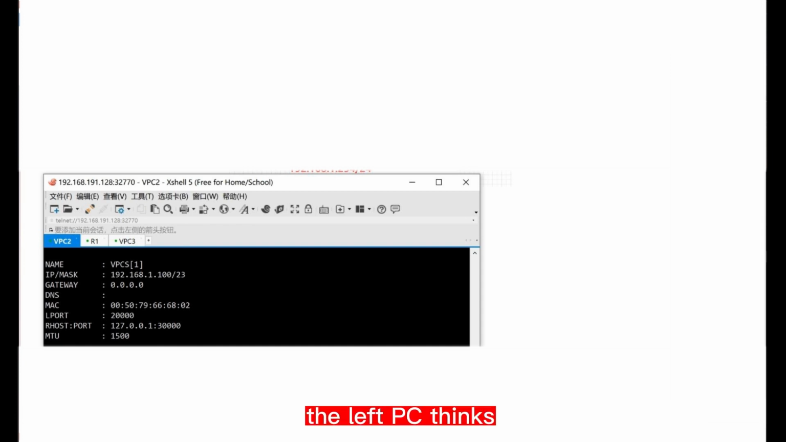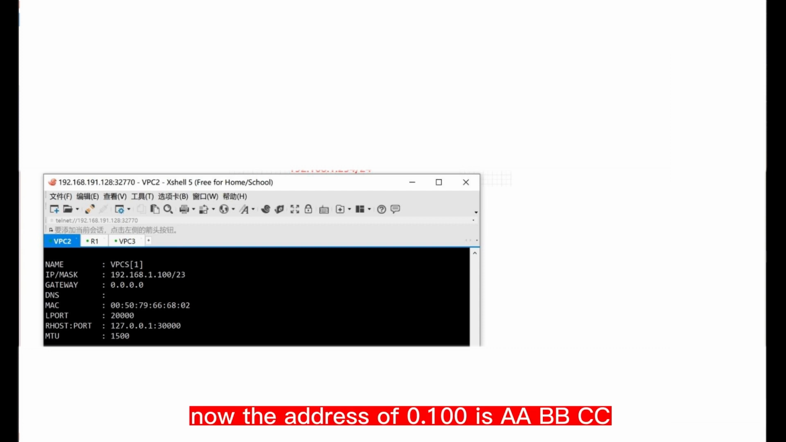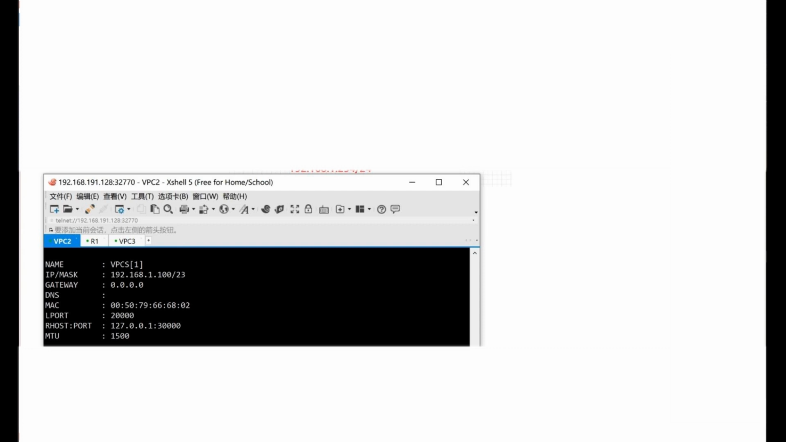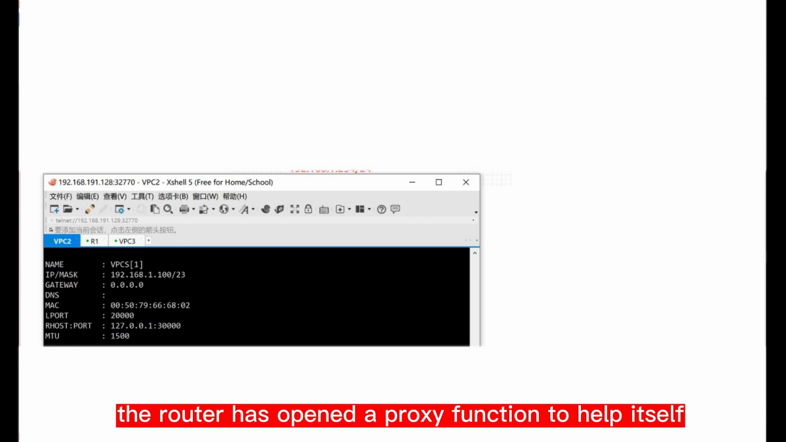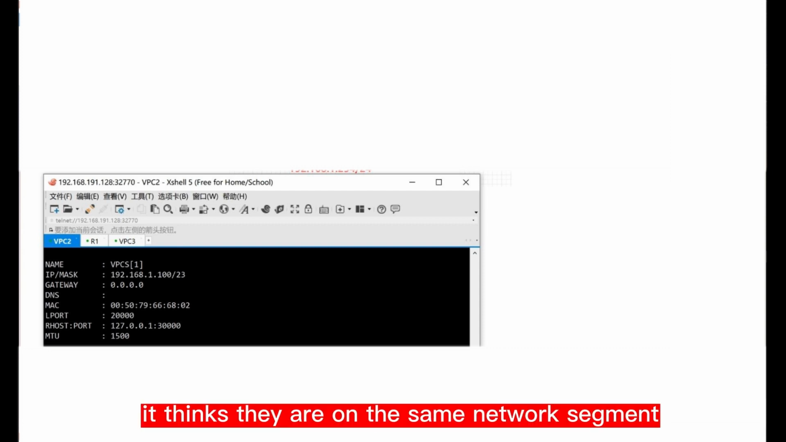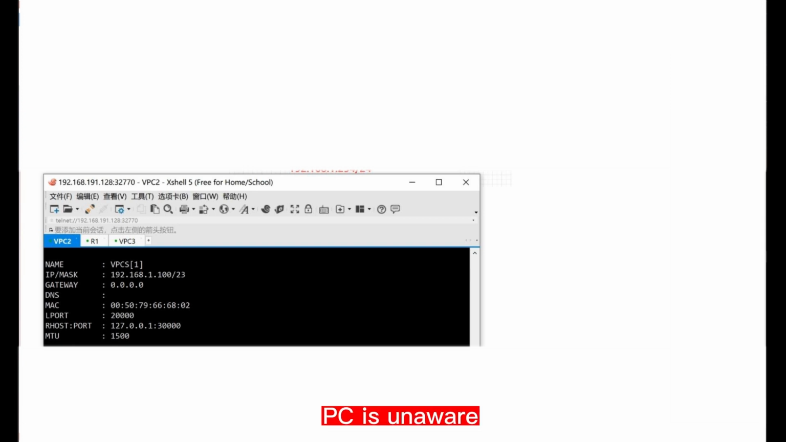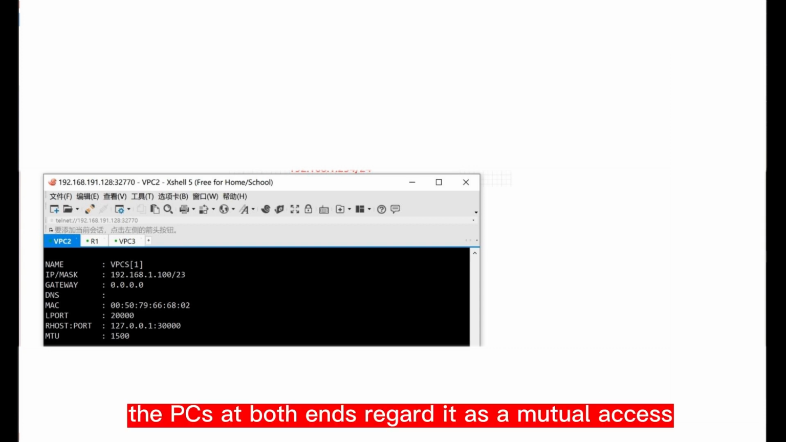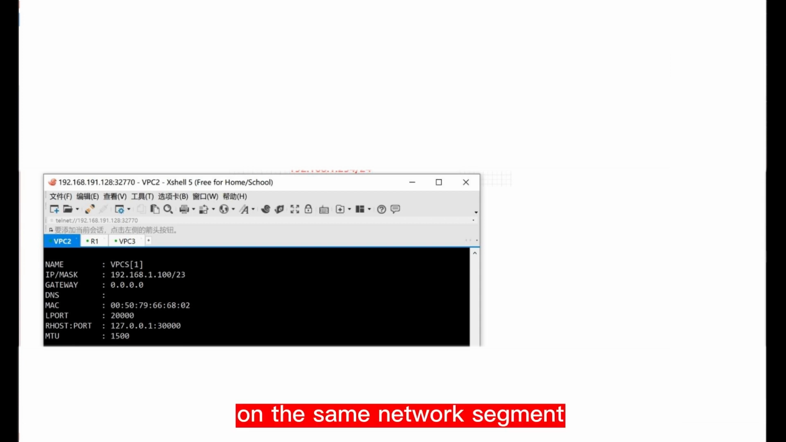The left PC thinks the address of 0.100 is AABBCC, and the data encapsulation is done like this. PC2 does not know that the router has opened a proxy function to help it. It thinks they are on the same network segment. PC3's reply is the same. It thinks they are on the same network segment. The PC is unaware. The middle help is a function that the router enables. The PCs at both ends regard it as mutual access on the same network segment.